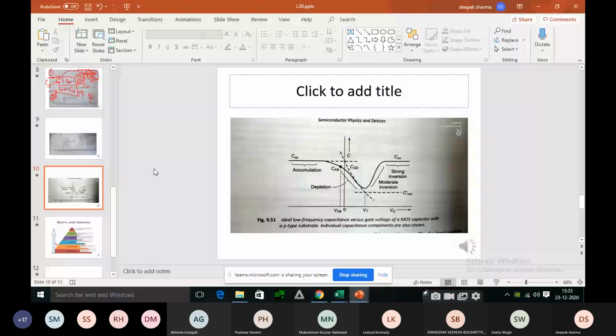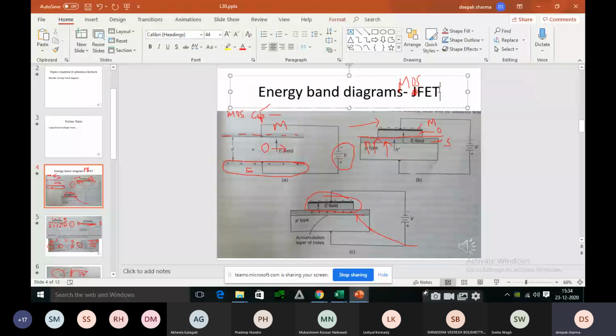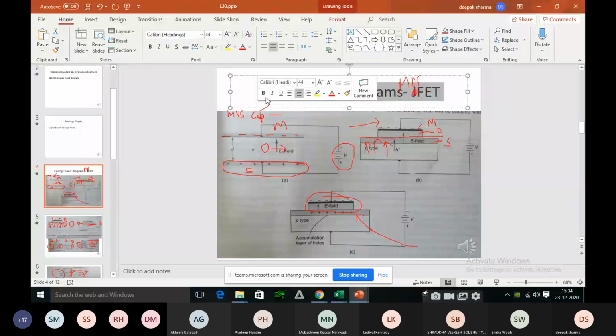So this question is very, very important. I had given two important questions yesterday, correct? The JFET construction and working, and then the small signal model of JFET, correct? Then the third very important question is this one: energy band diagrams in the JFET, correct?